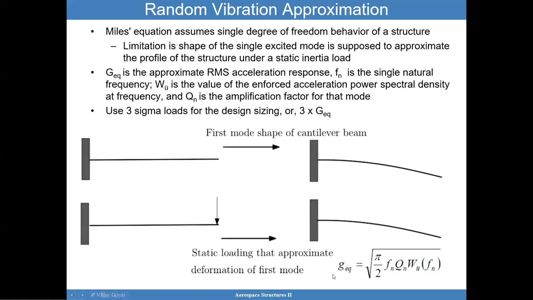And so once you calculate this G value, you can then size the design for 3 sigma loads, so 3 times G, or you can also do a fatigue analysis in the way that we discussed it. Now, this is a very first order approximation, and it could be misused if the structures are behaving such that it does not behave like a single degree of freedom, and it's not dominated by a single frequency.